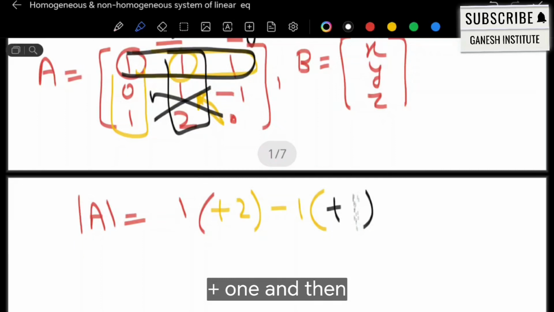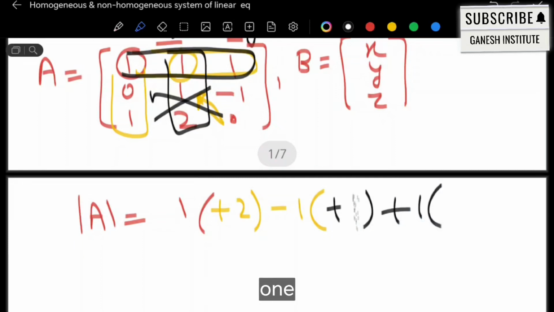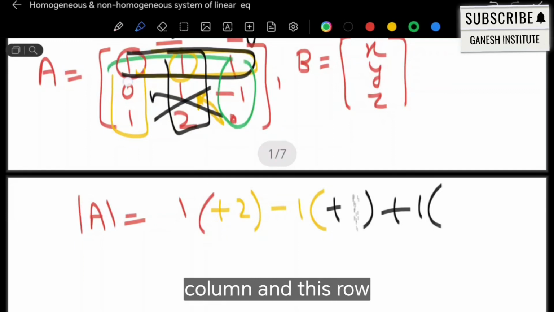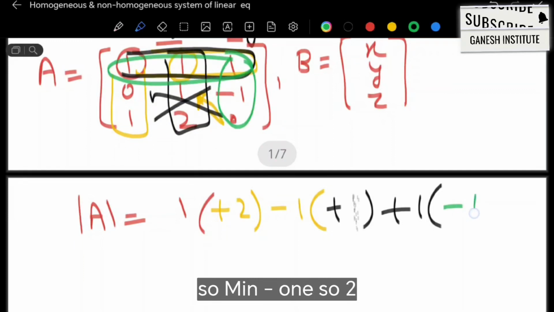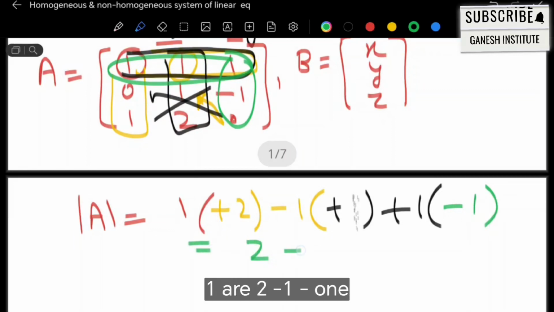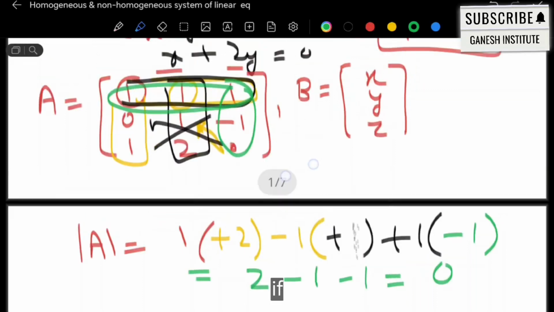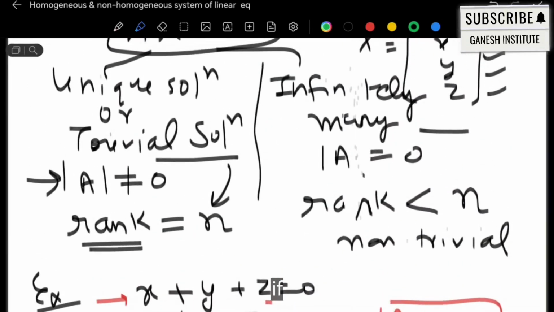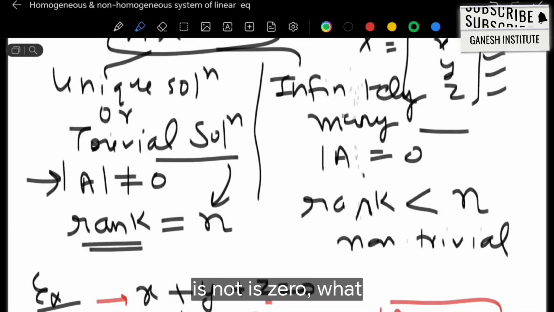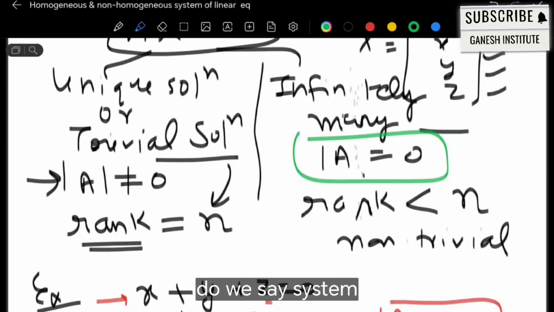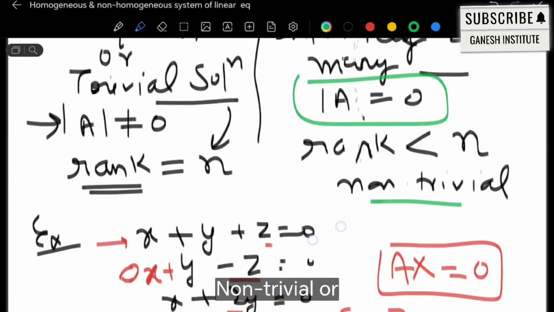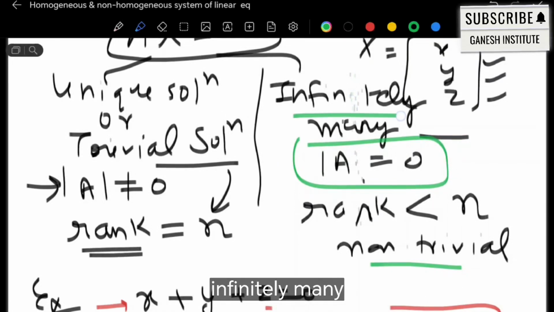Plus 1. And then plus 1, hide this column and this row, so minus 1. So 2 ones are 2, minus 1, that is 0. If determinant is 0, what do we say? System of equations has non-trivial or infinitely many solutions.